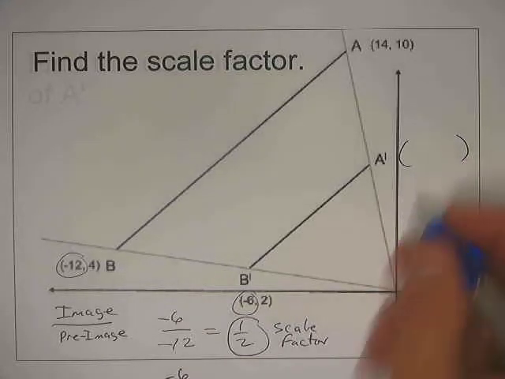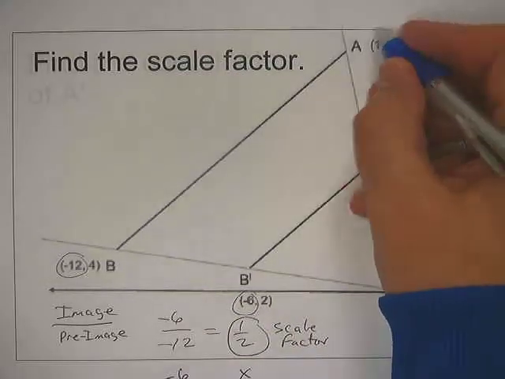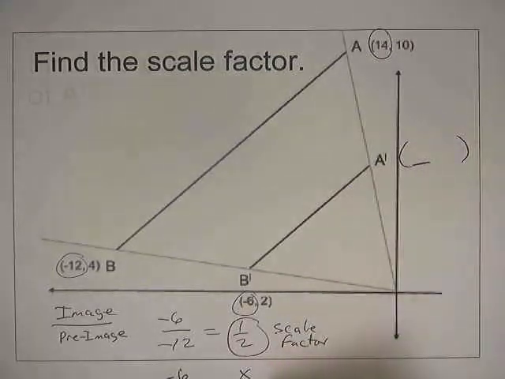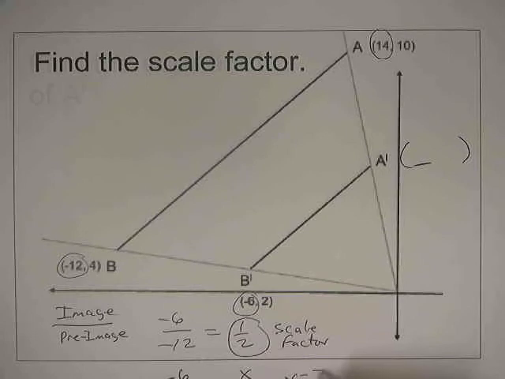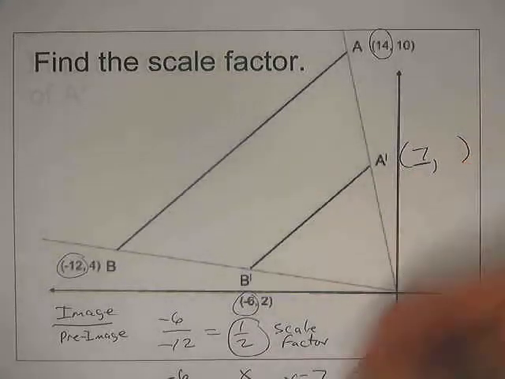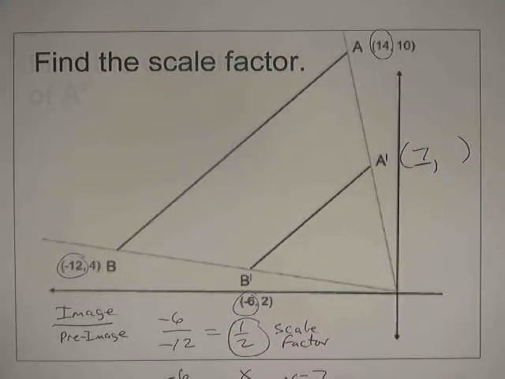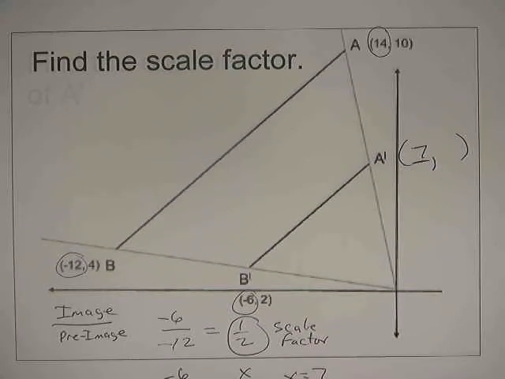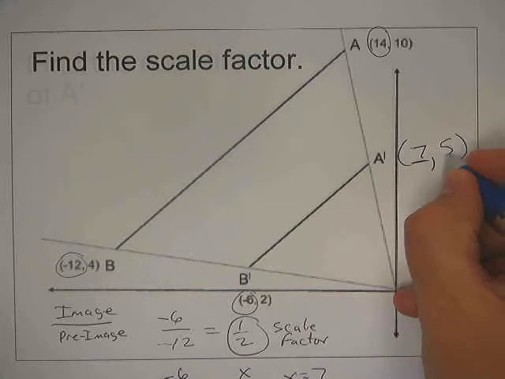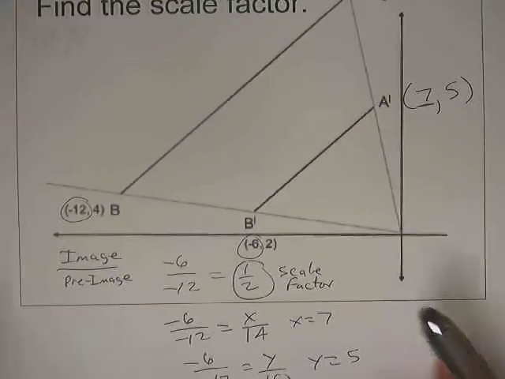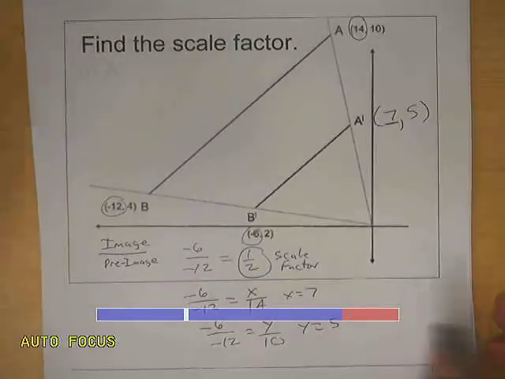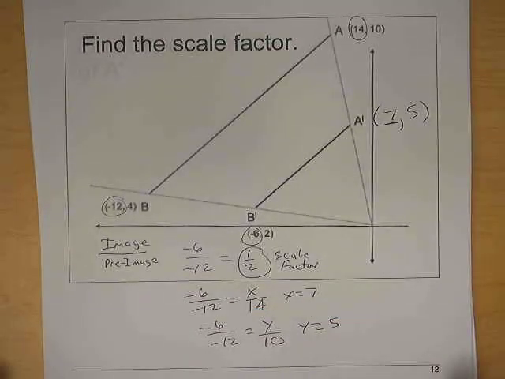Now if I wanted to figure out the missing coordinates over here, I could set up a proportion. I could take negative 6 over negative 12 equals x over 14 if I want to solve for the x value first. And if I cross multiply and divide, x equals 7. And if I do the same thing, negative 6 over negative 12 equals y over 10, I get y equals 5.